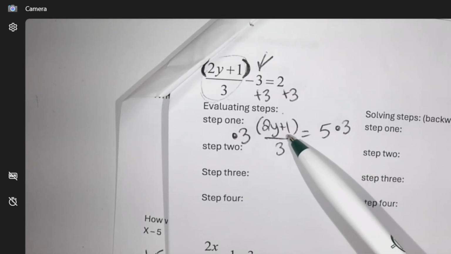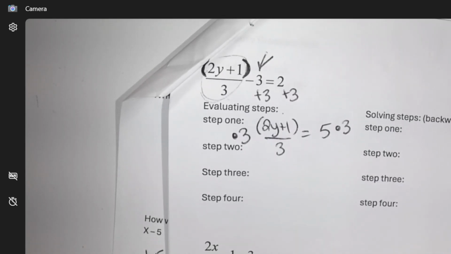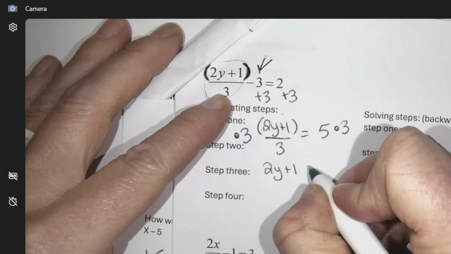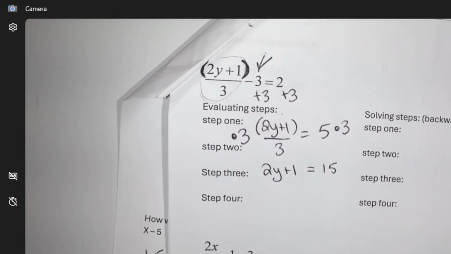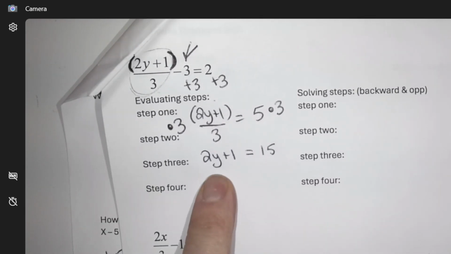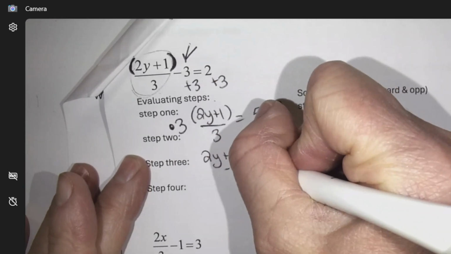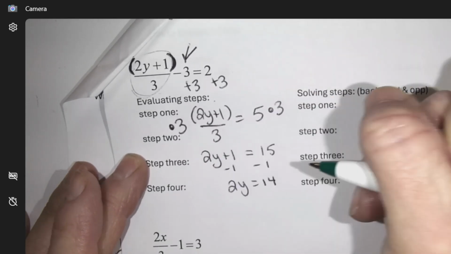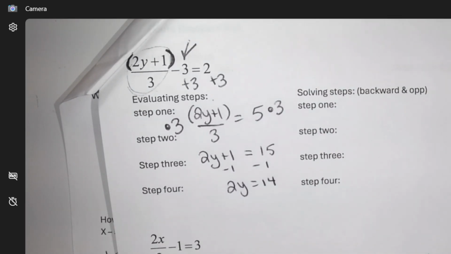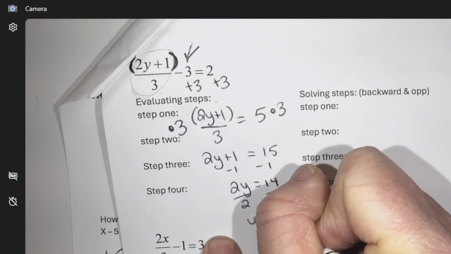So why didn't I do the subtract 1? Because it's in a bracket. Okay? It can't be separated from its bracket stuff. It's like its family. When you're in a bracket, you're a family. You can't separate yet. Okay, so now 2y plus 1 equals 15. So now I can do the separating of the family here, now that I did that. So minus 1 and divide by 2.